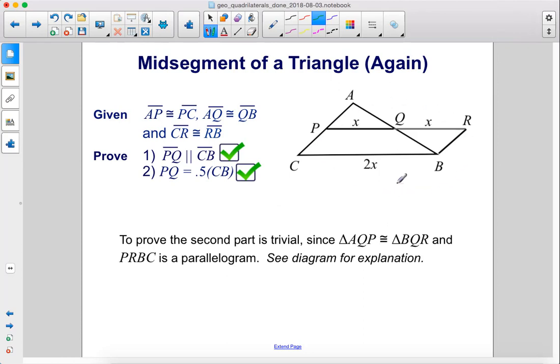Alright, so we have shown that PQ is parallel to CB and the length of PQ equals 1/2 the length of CB. To prove the second part is trivial, since triangle AQP is congruent to triangle BQR and PRBC is a parallelogram. See the diagram for explanation.